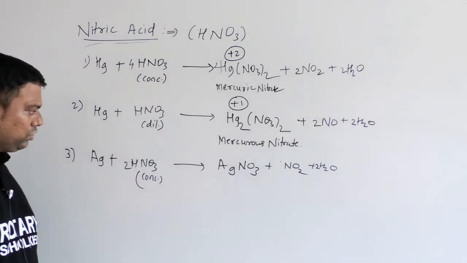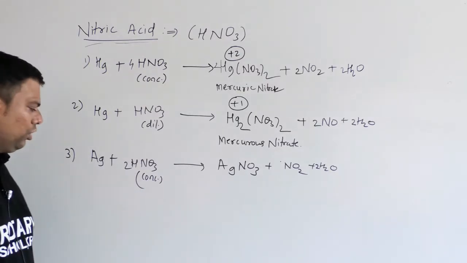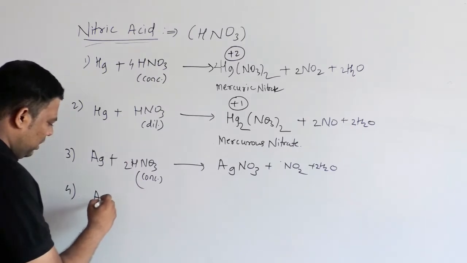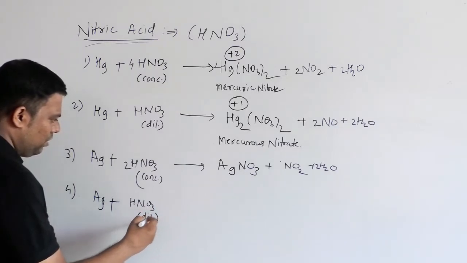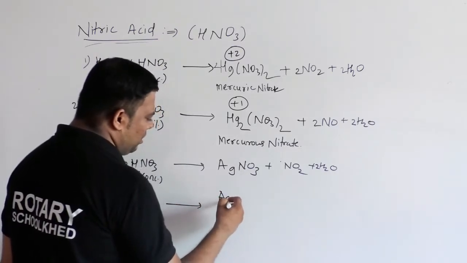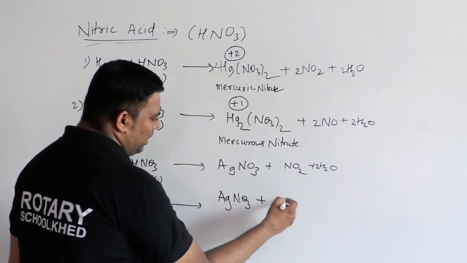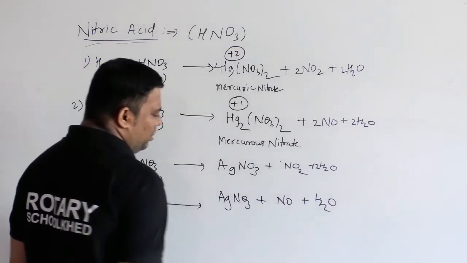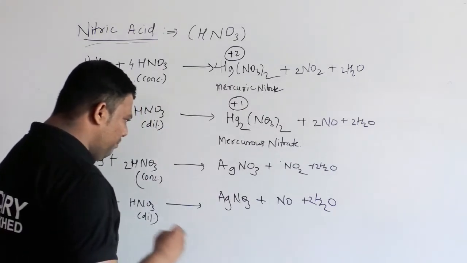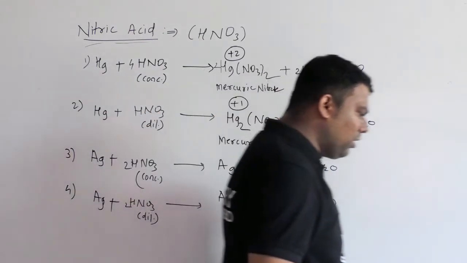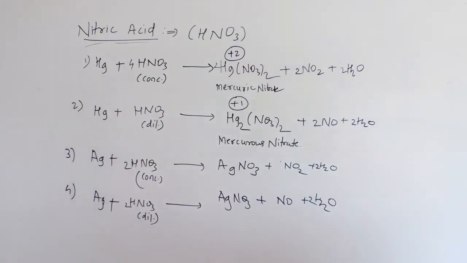Now the same reaction we can do with dilute also. Say for Ag plus HNO3 dilute, here only the byproduct will change: AgNO3 plus NO plus H2O. Here 2H2O, other I think all balanced. You may cross check, you have to cross check and share your doubts. We need to balance all this.